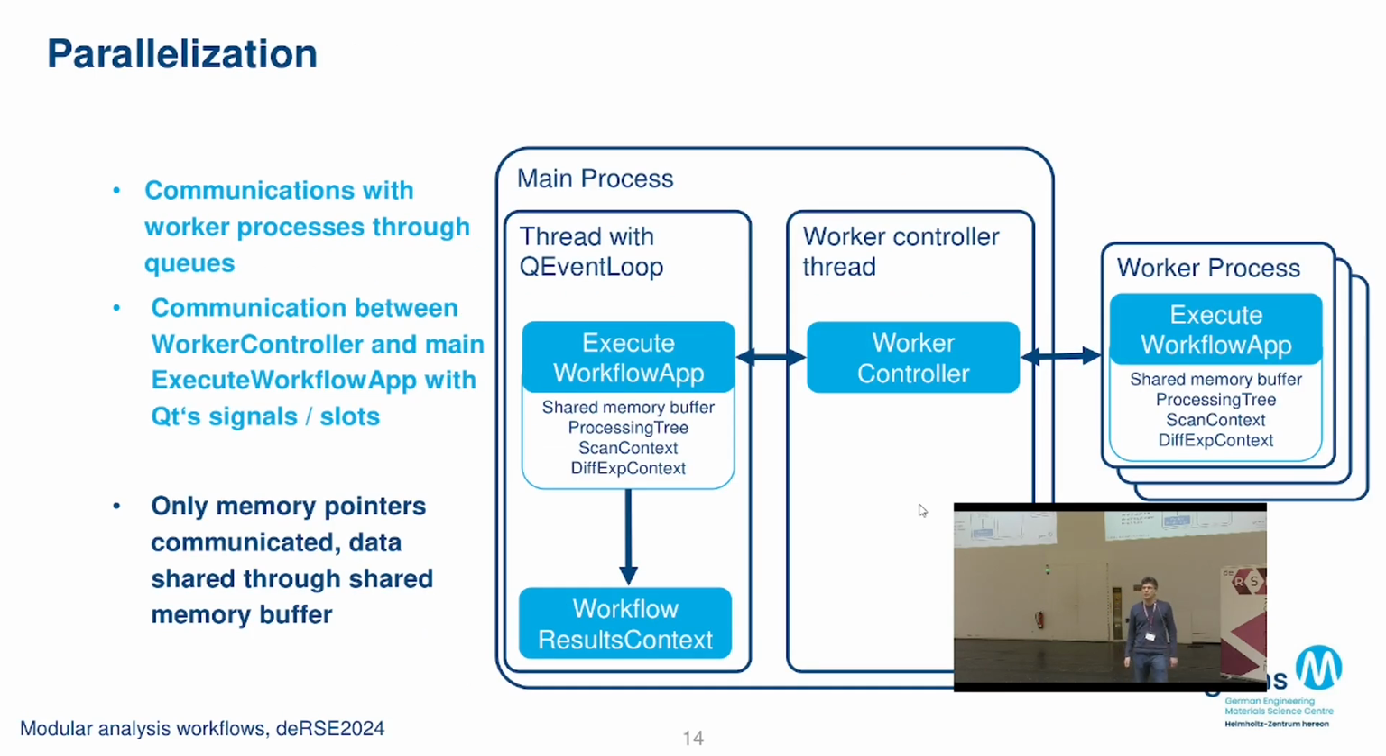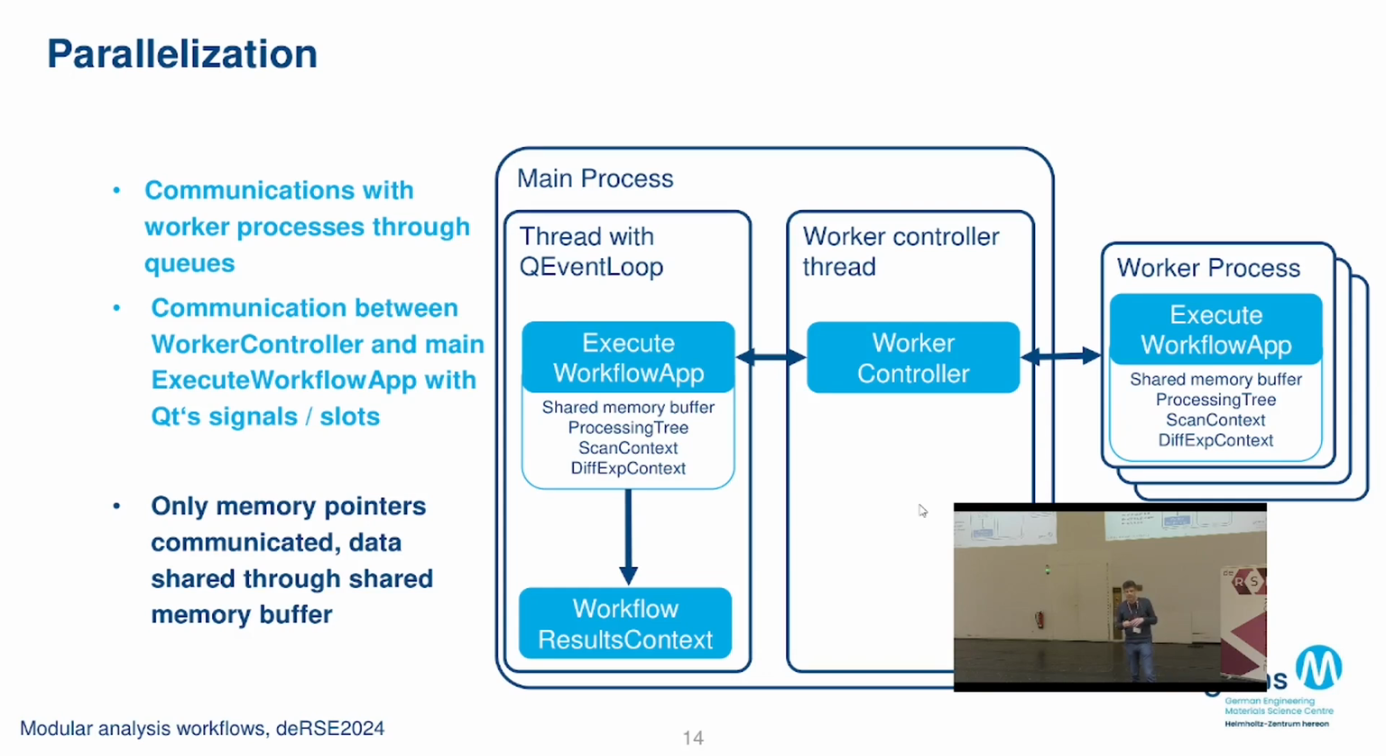parallelization. So to parallelize things, you want to spin up worker processes. And then these worker processes can just run the executive workflow app with copies of all the contexts in this case. And the advantage is that we have the controller process for the processes as a separate thread.